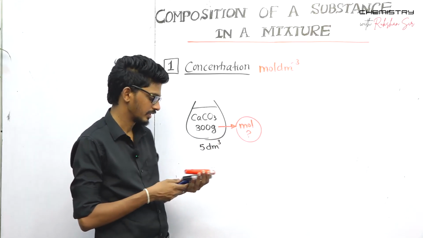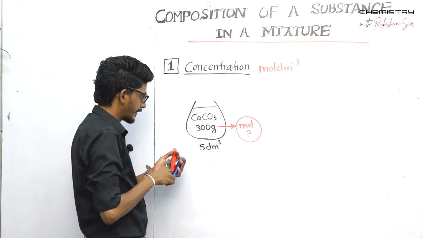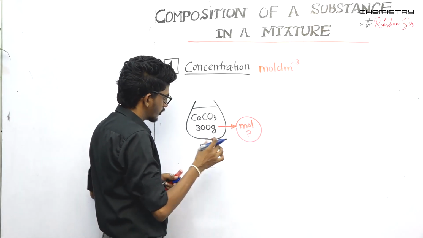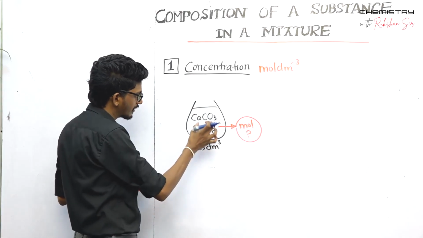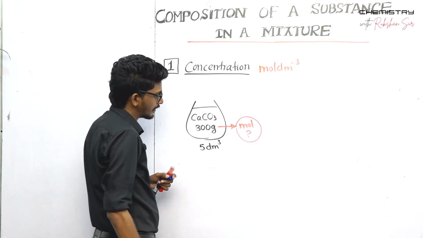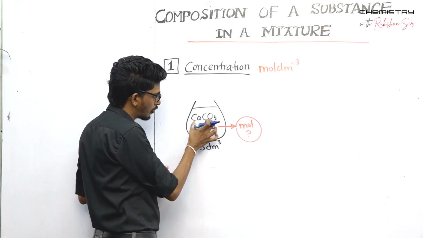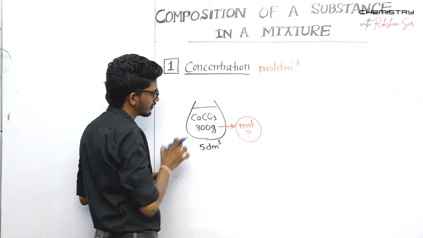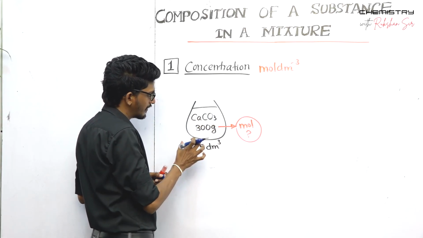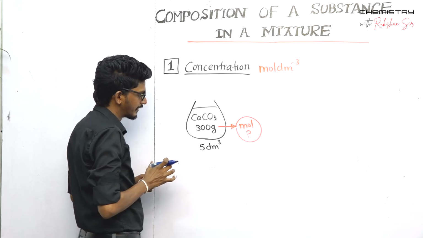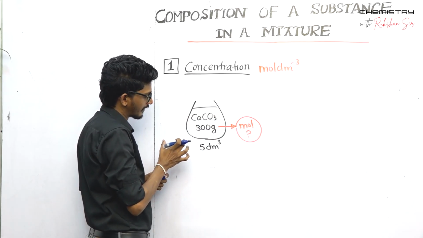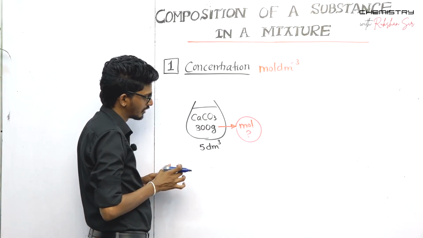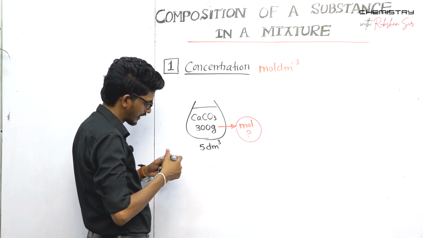Okay, let's do it now. To convert the mass, the gram value, to a mole value, you may need the help of the g mol minus 1 value. We know that with each and every chemical formula there is a hidden piece of data, which is the g mol minus 1 value.